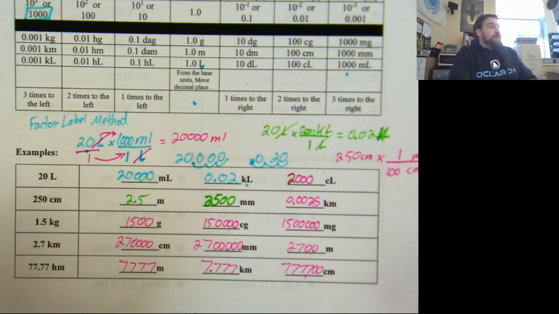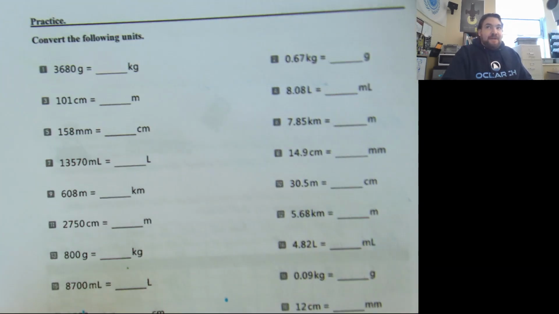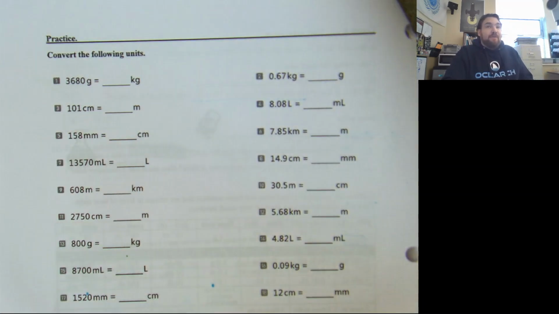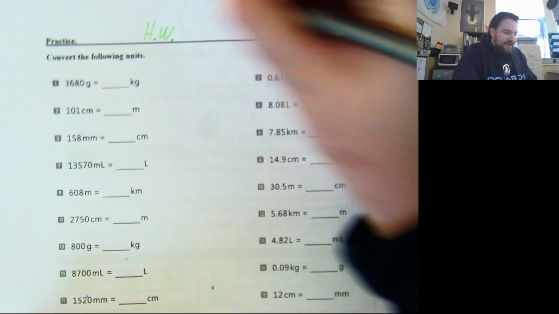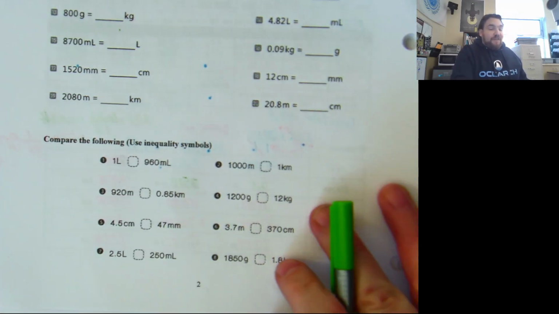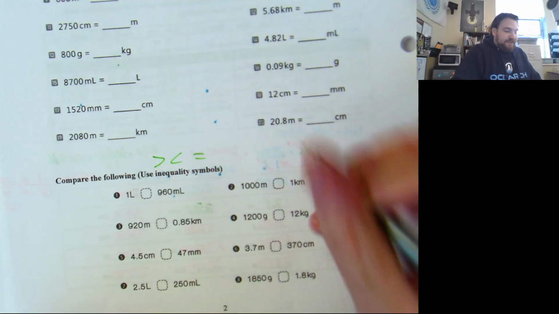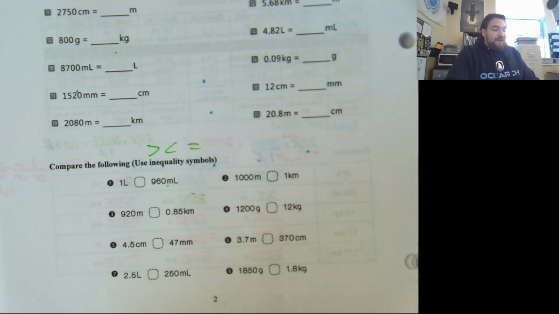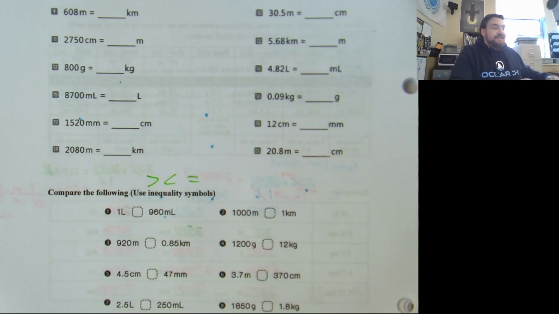Okay, if there are no questions, if we are feeling okay with this stuff, then I am going to give you 15 minutes to complete this page, and then at 2 o'clock I will finish the rest of the lesson. So this is your first page for homework. You have 15 minutes to get it done. On the bottom, you're comparing using greater than, less than, or equal to symbols. If you have any questions about those, please let me know. Otherwise, get to it.